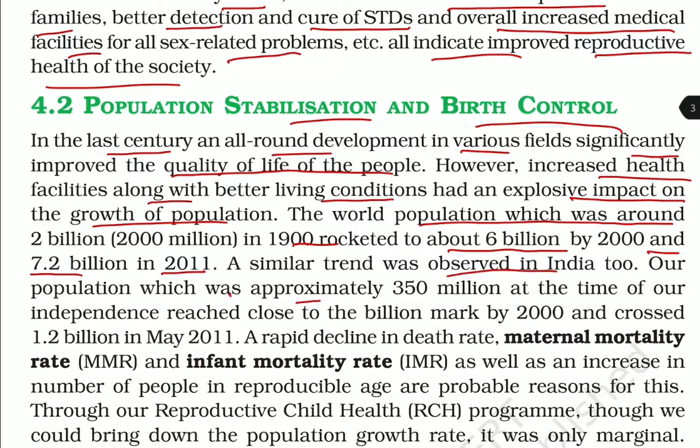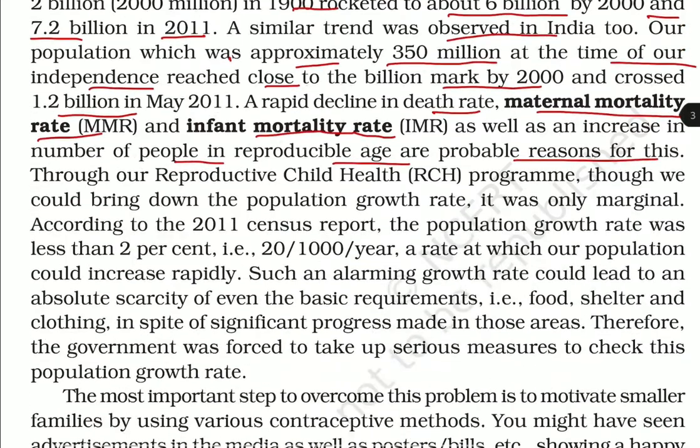Our population, which was approximately 350 million at the time of our independence, reached close to the billion mark by 2000 and crossed 1.2 billion in May 2011. A rapid decline in the death rate, maternal mortality rate (MMR), and infant mortality rate (IMR), as well as an increase in the number of people in reproductive age, are probably the reasons for this.